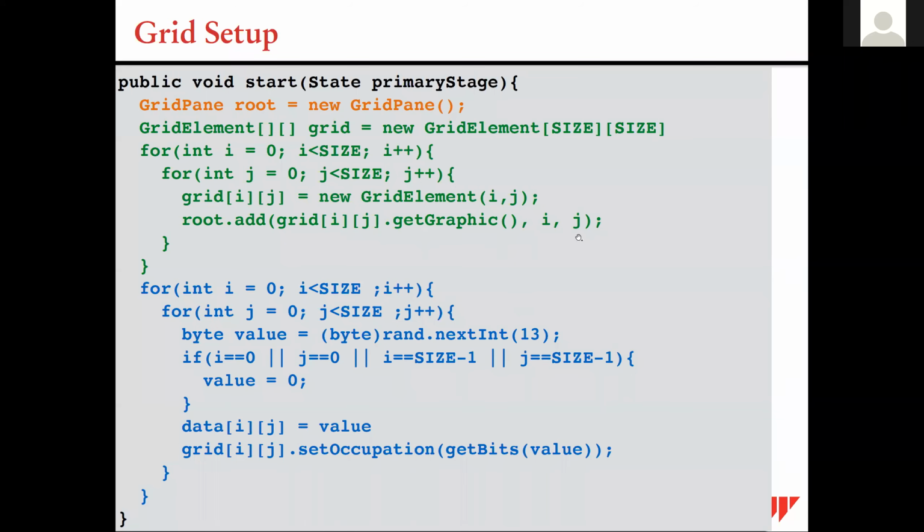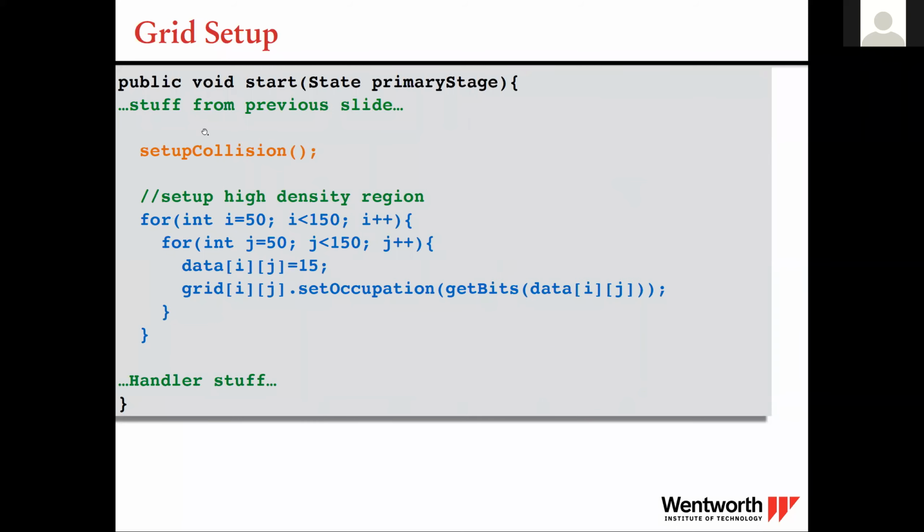So I'm going to go back to the slides. And the next slide down, it's got a couple of things. We will write the setup collision in just a moment, but I want to do this one first. Set up a high density region. So we're going to talk physically about what this means after we set it up and actually look at it when it's running. So you can see that I do i equals 50 to 150, j equals 50 to 150, and I specifically set the data to be 15. And then I do the set occupation again.